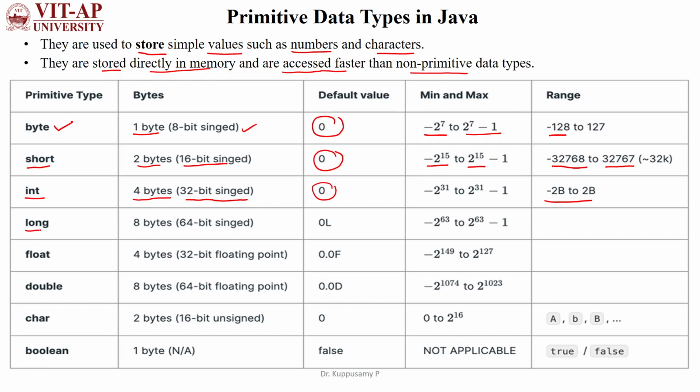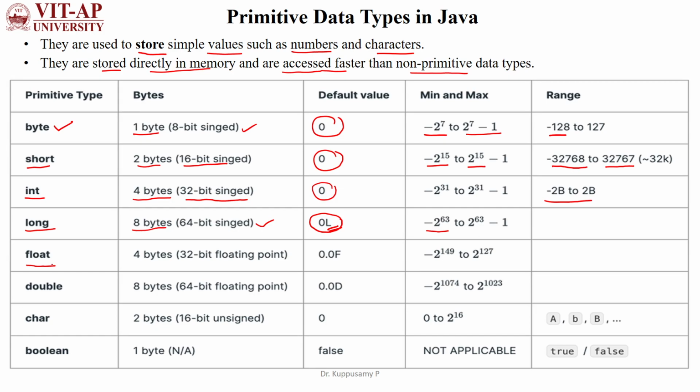And the fourth one is long integer, which consumes 8 bytes in the memory space. It can be represented as a 64-bit signed two's complement integer. The default value is 0L, where L represents long integer. Its range is minus 2 power 63 to plus 2 power 63 minus 1.